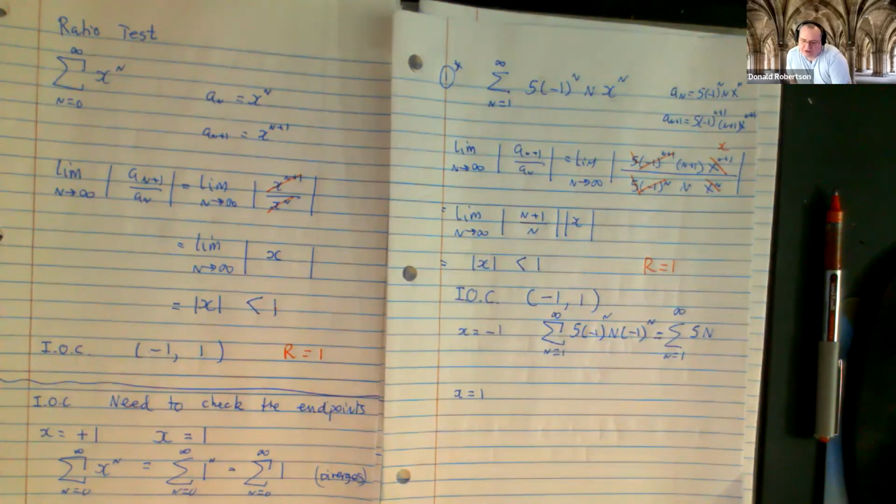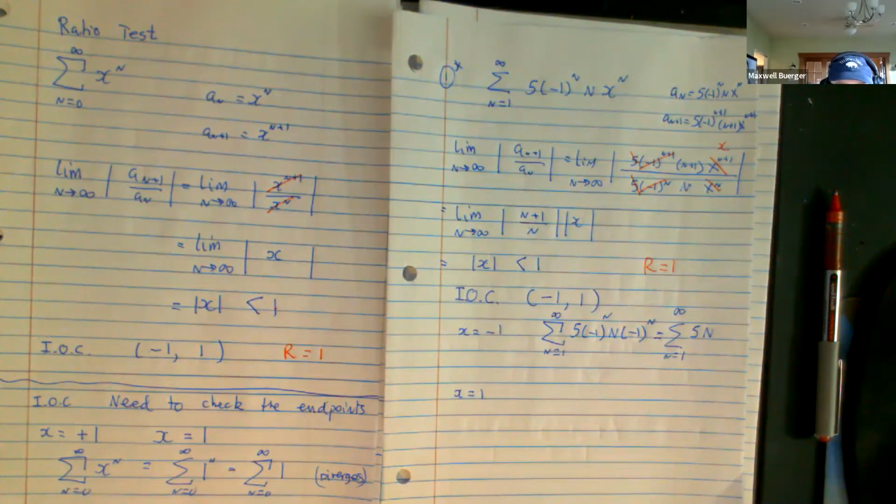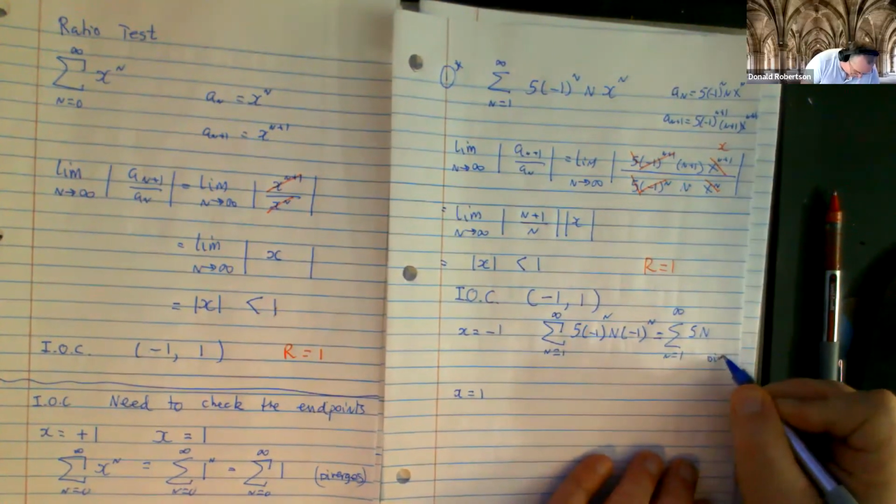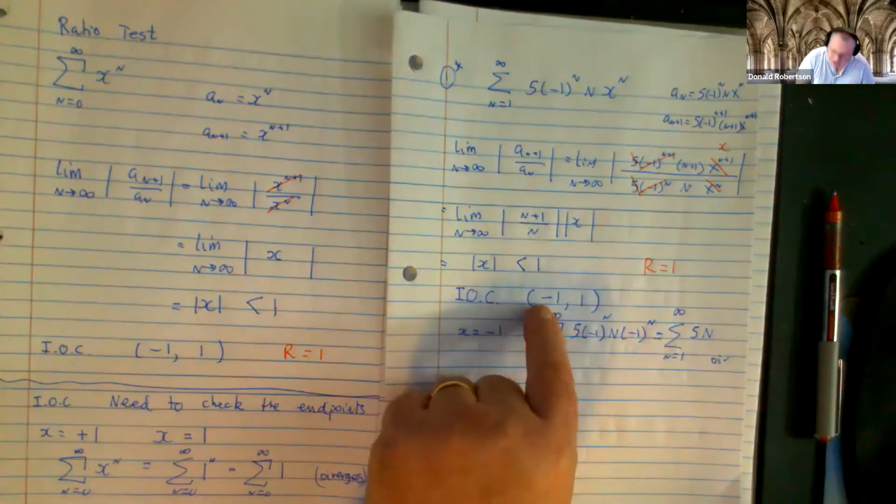Does the series sigma 5n converge or diverge? And don't overthink this one. Diverge. Right, isn't it going to be 5 plus 10 plus 15 plus 20? Diverges. Which means I'm not going to be able to use -1.